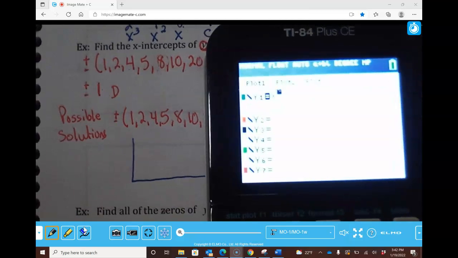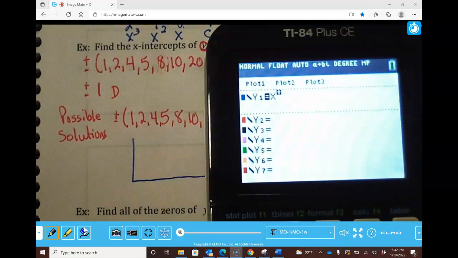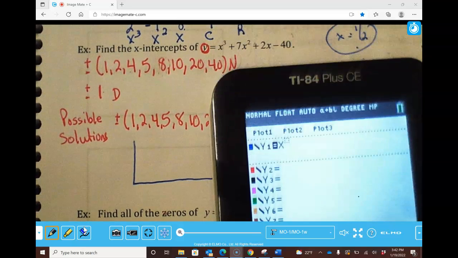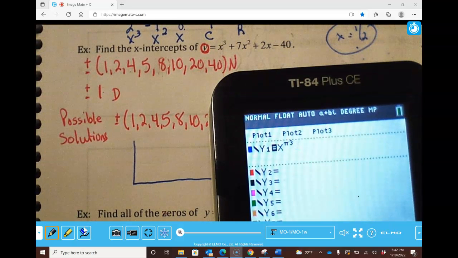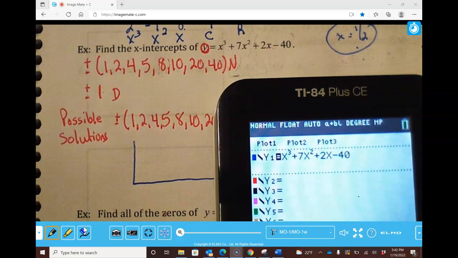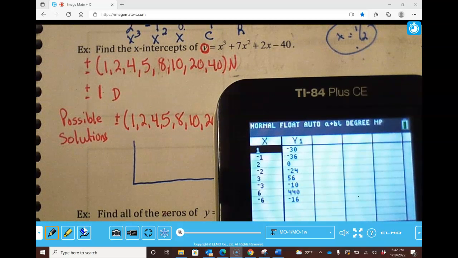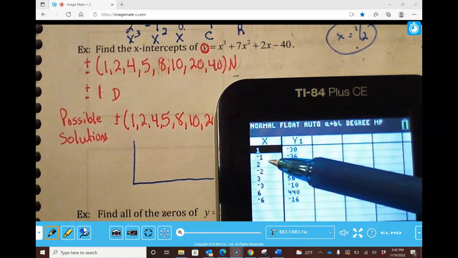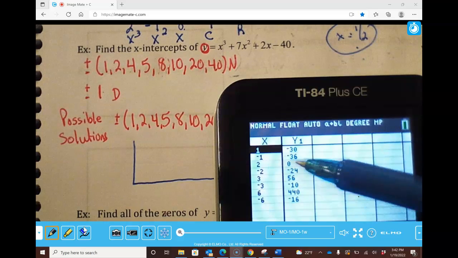So that is something I'm doing right now. I'm under the y equals button. Let me make this so you can see this a little better. Okay, so x cubed, that's not right, plus 7x squared plus 2x minus 40, not -40, minus 40. And then I'm going to go to my table, so second graph, and I'm just going to start putting in the numbers. So there's 1, there's -1, there's 2, and look, 2 works. I get 0. I'm not even going to bother putting in the others because 2 works.